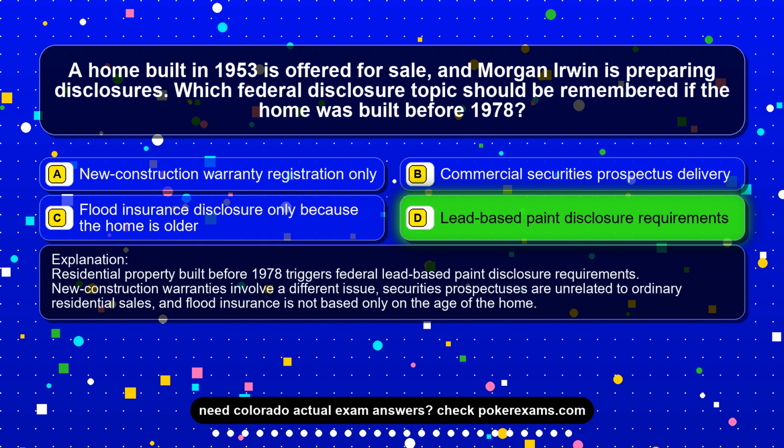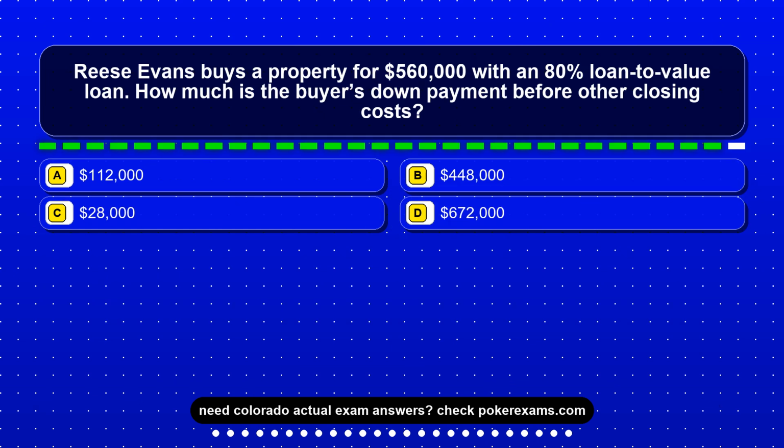home. Question 22. Reese Evans buys a property for $560,000 with an 80% loan-to-value loan. How much is the buyer's down payment before other closing costs? Option A, $112,000. Option B, $448,000. Option C, $28,000. Option D, $672,000.